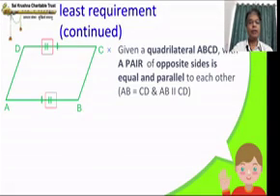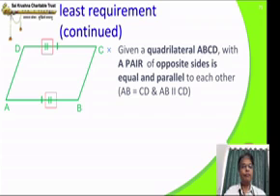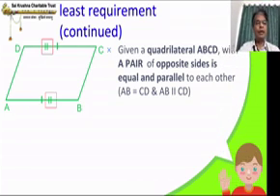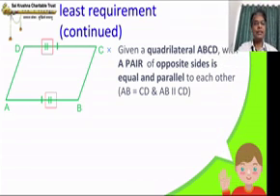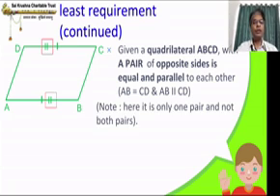Now this is a parallelogram, this is a quadrilateral. Given a quadrilateral ABCD with a pair of opposite sides equal and parallel to each other. That is, here what is given? A quadrilateral is given, AB parallel to CD as well as AB equal to CD. Now here note, it is only one pair and not both the pairs.